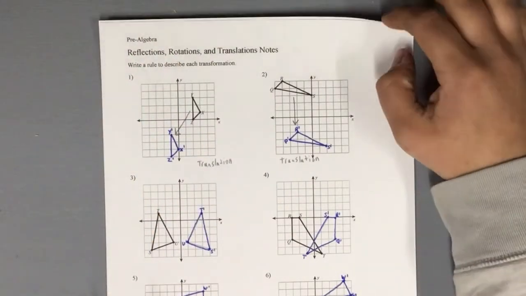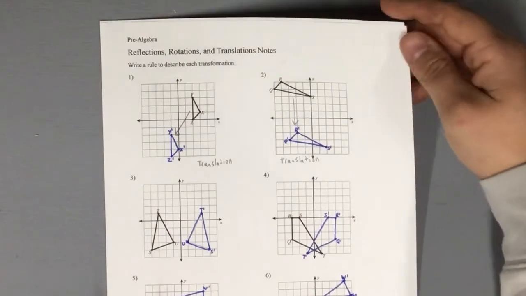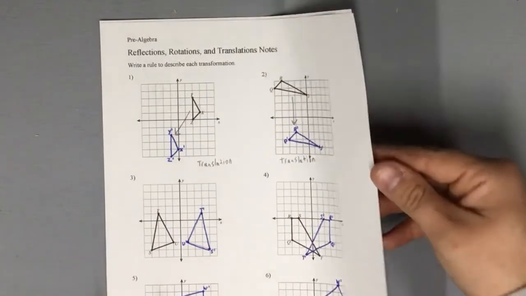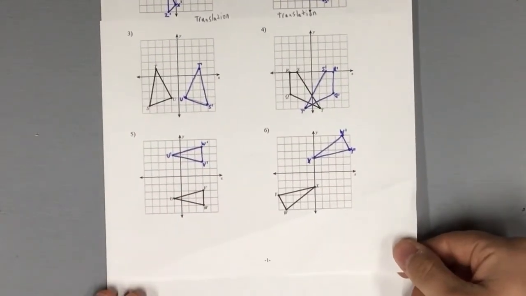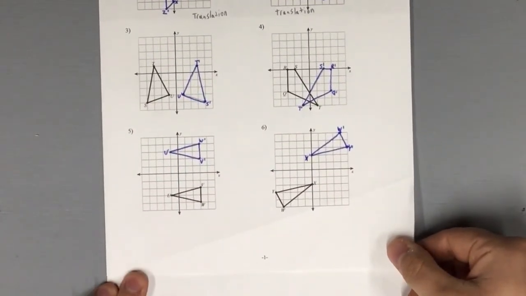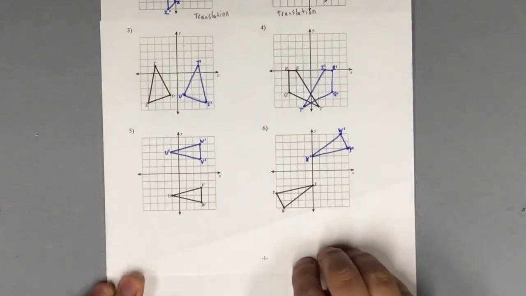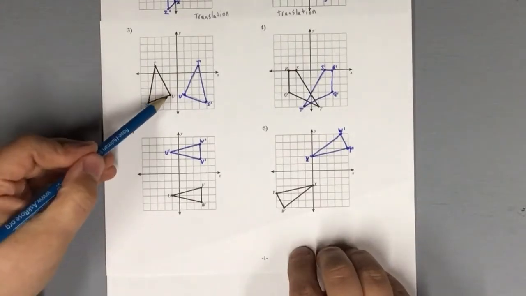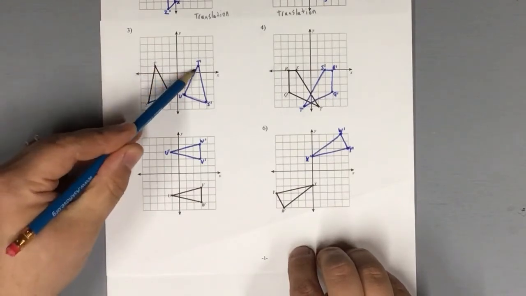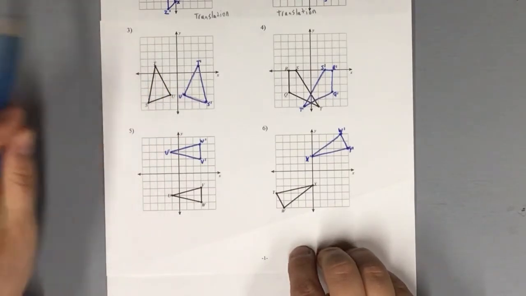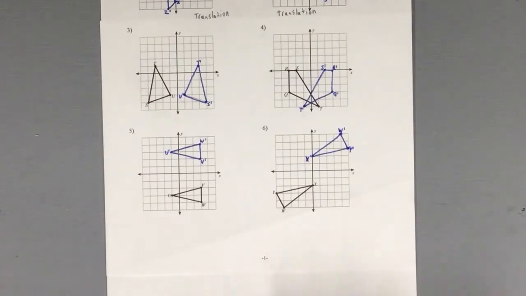Reflection is the next one that's pretty simple. A reflection is, if you imagine, it's just the object is like looking in the mirror. So 3, 4, and 5 are all examples of reflection. If you notice, U is on the right, now U is on the left. T is on the top, T is still on the top, S is on the left, now S is on the right. You can think about a reflection as it literally looking in the mirror at itself.